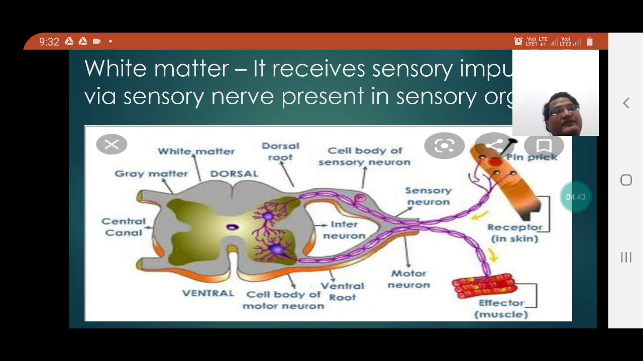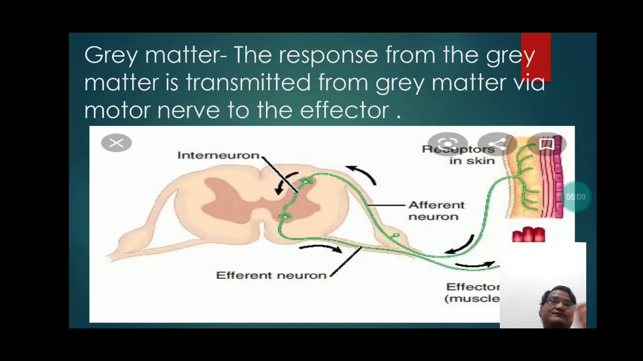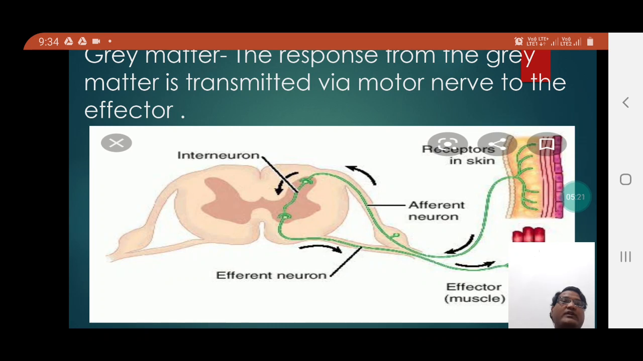So this is why we have defined that the white matter receives the sensory impulses via sensory nerve. In this diagram also we can easily notice that the sensory impulses are received by the skin and then passed on to the white matter and thereafter to the grey matter of the spinal cord. Grey matter: the response from the grey matter is transmitted via motor nerve to the effector.